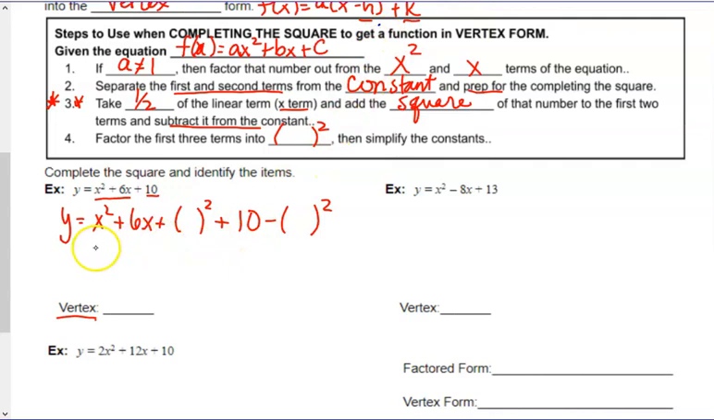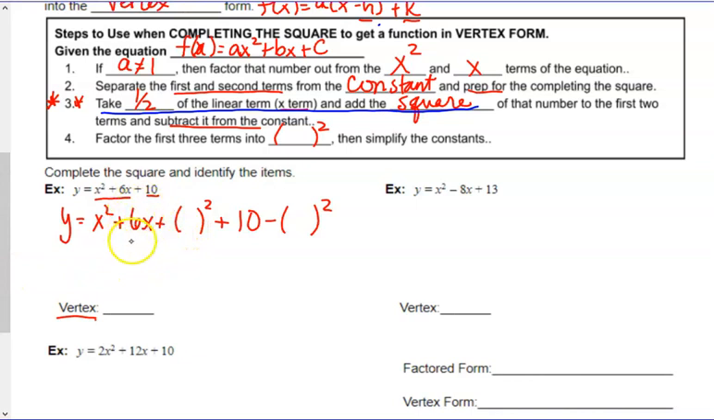That's what's really nice about this process. All right, so we've separated the first two terms, prepped for my completing the square, kept the constant, and subtracted that square here at the end. So here's our most important step. We're going to take half of the x term and add the square of that and subtract the square of that from the same side.